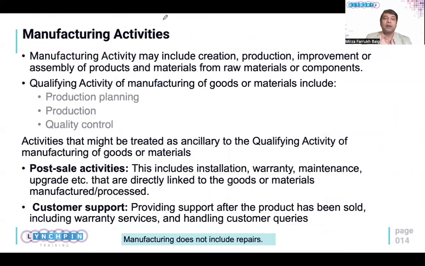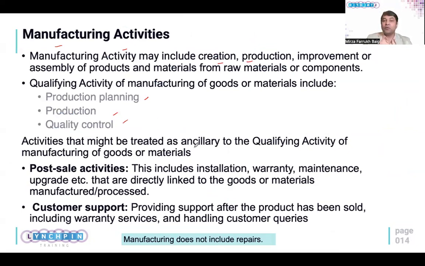First we'll think about manufacturing activities, which are very common inside the zones. This will include the production, the improvement, the creation of a new product, and it also includes product planning, production, and quality control. All this income would also be considered qualifying income.